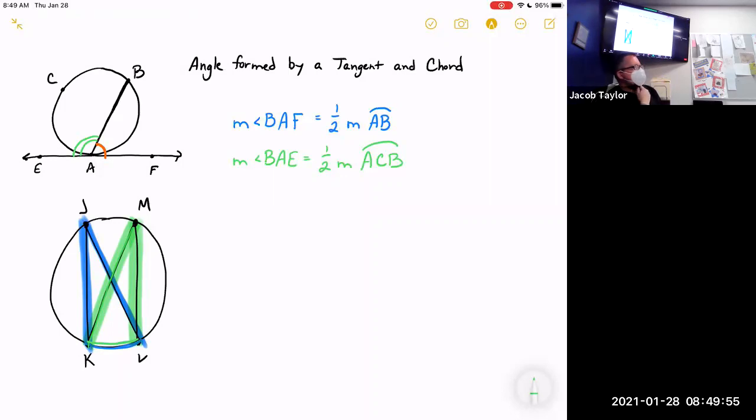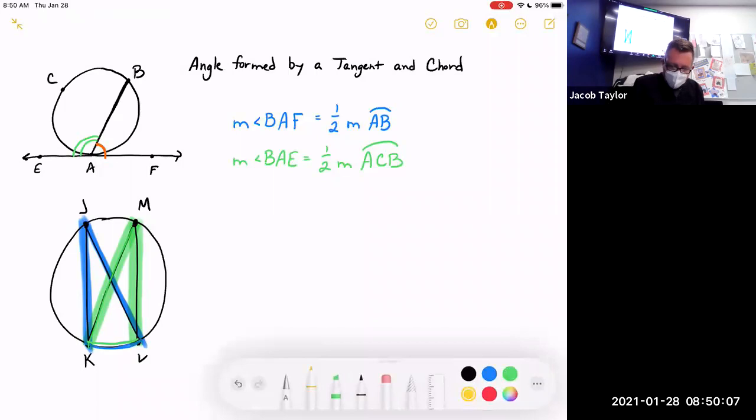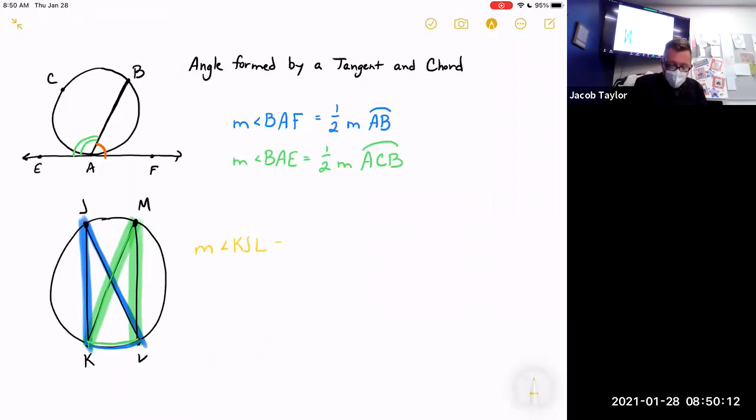So because they intercept the same arc, that means they must be congruent. Now, how big are they? I have no idea. I wasn't given any information. But I do know, since they intercept the same arc, that the measure of angle KJL must be congruent or equal to the measure of angle KML because they intercept the same arc.